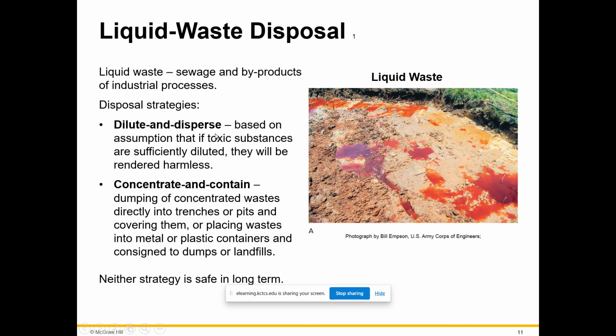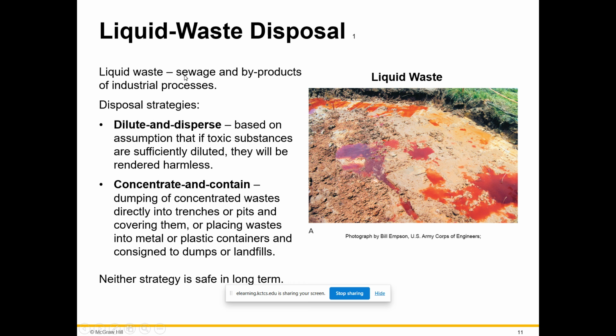If you dilute it enough, just add more and more clean water, eventually that little bit of bad is so negligible, it's not going to hurt anything. Or it's kind of the opposite, where you can say concentrate and contain. You get it as concentrated as possible and then put it someplace where it's not going to spread out. These are two ways we handle our liquid waste.